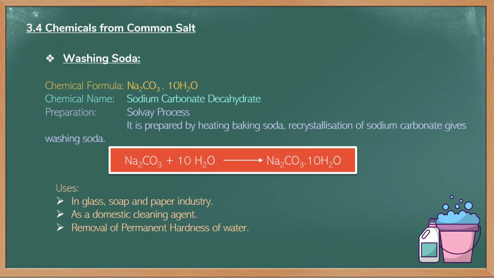The chemical name of washing soda is sodium carbonate dihydrate. Is represented by the formula Na2CO3·10H2O. It is prepared by Solvay process. It is prepared by heating baking soda. Recrystallization of sodium carbonate gives washing soda. The chemical equation is represented here. The uses of washing soda are: in glass, soap and paper industry, as a domestic cleaning agent, removal of permanent hardness of water.